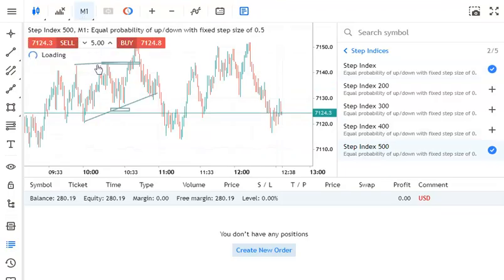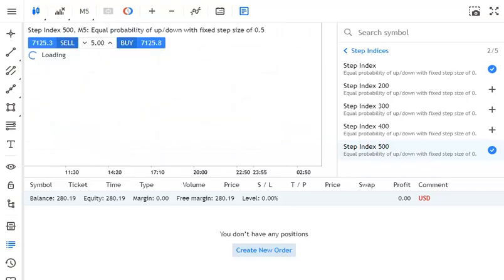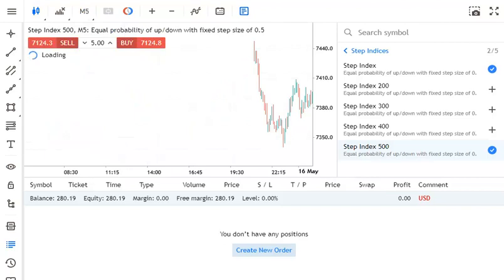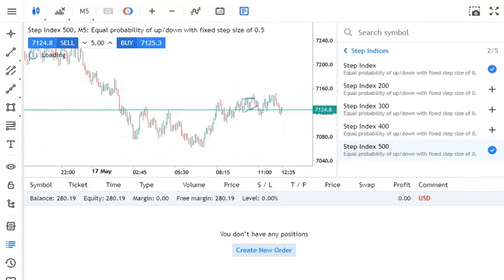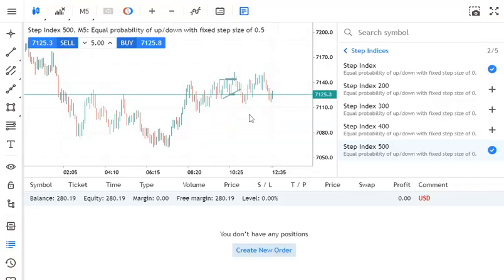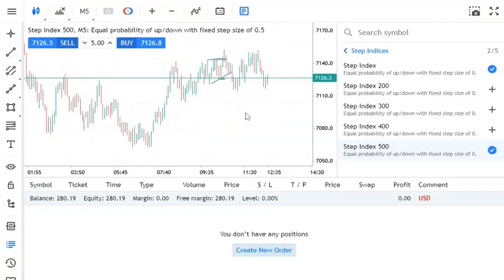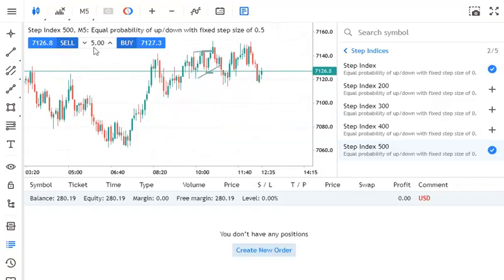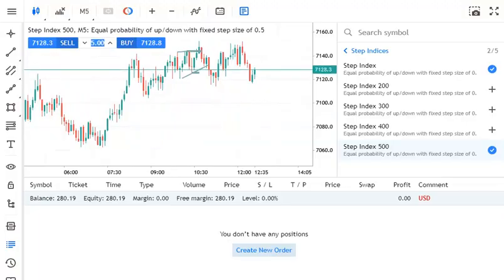We're here to trade. Actually, looking into the Step 500 index, as you can see in the balance, it's just $280. But here we wanna trade as though this is the only money we have in our bank account. We want to trade with the smallest equity possible to see how much we can make for today.